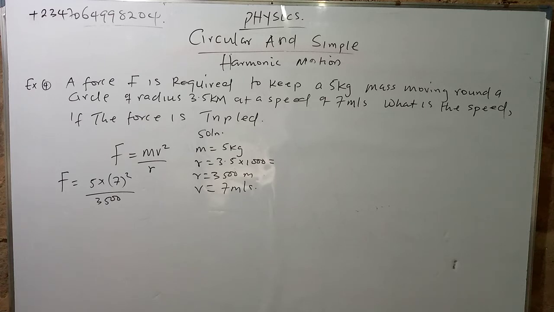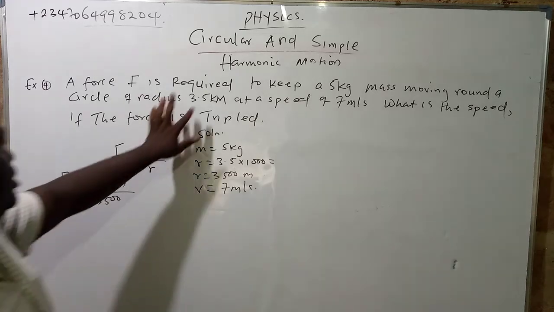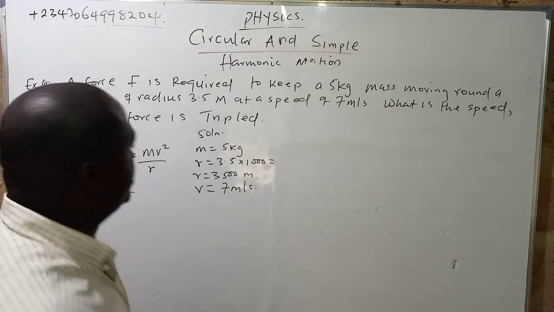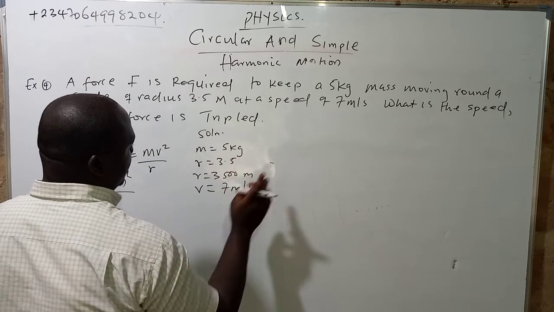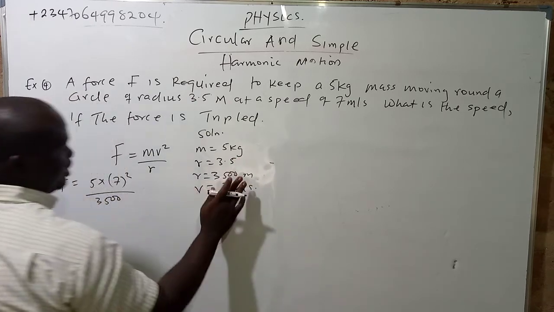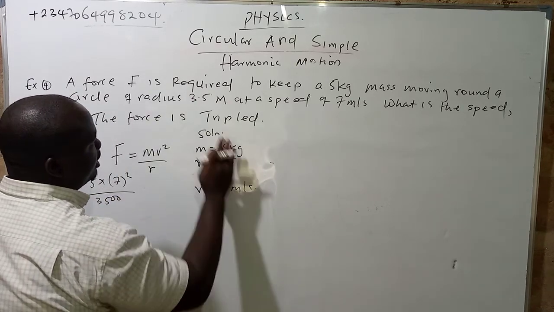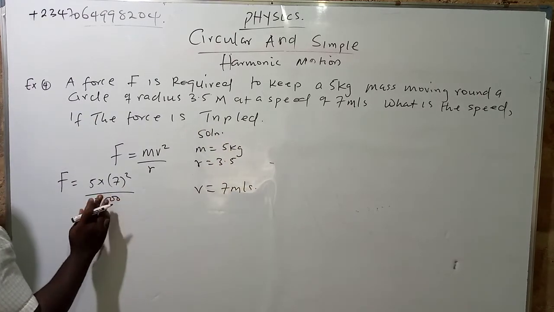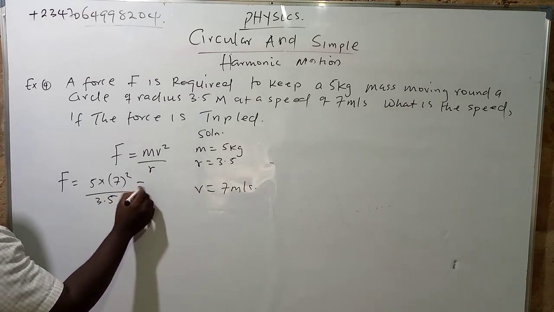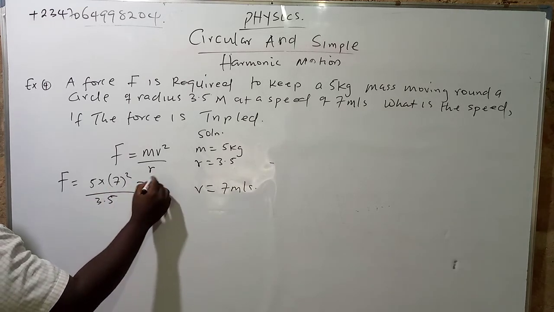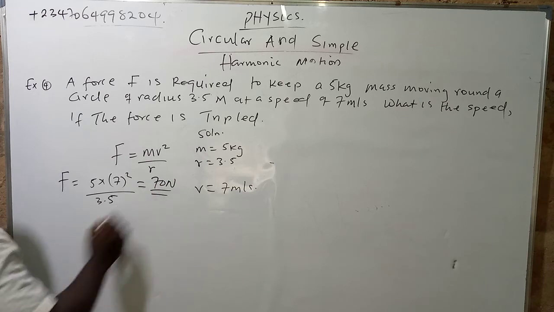Please note, the question here is not in kilometers, the question is in meters. If it were in kilometers, you would still multiply by 1000, but since the question is in meters here, we don't need to multiply by 1000. So you divide everything just by 3.5, and your answer is 70 newtons, right?